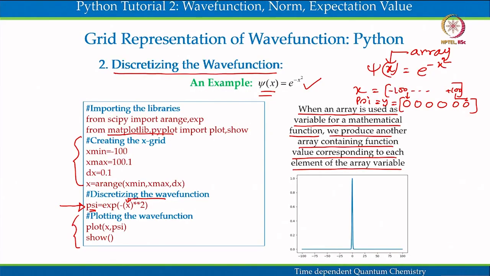So this psi is now an array. Both x and psi are arrays. The idea of discretizing the wave function is to prepare the array associated with the wave function on the grid points. Once we have represented a wave function, here we have taken the example of a Gaussian wave function, we can go ahead and normalize the discretized wave function. We'll continue learning how to represent the wave function and how to normalize a discretized wave function in the next session.